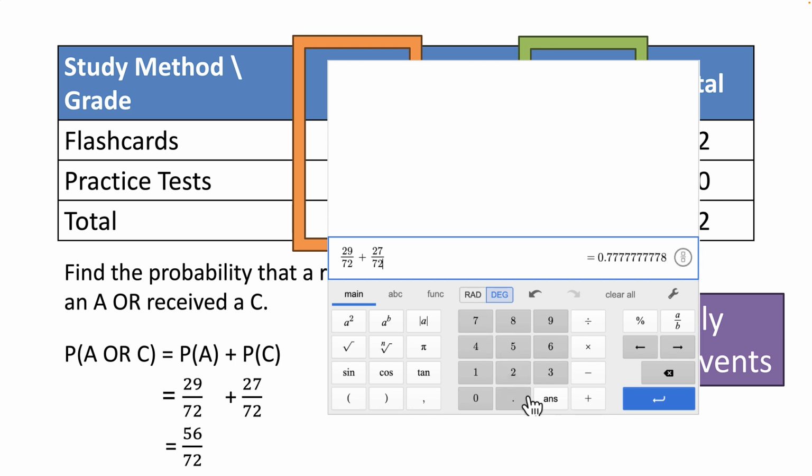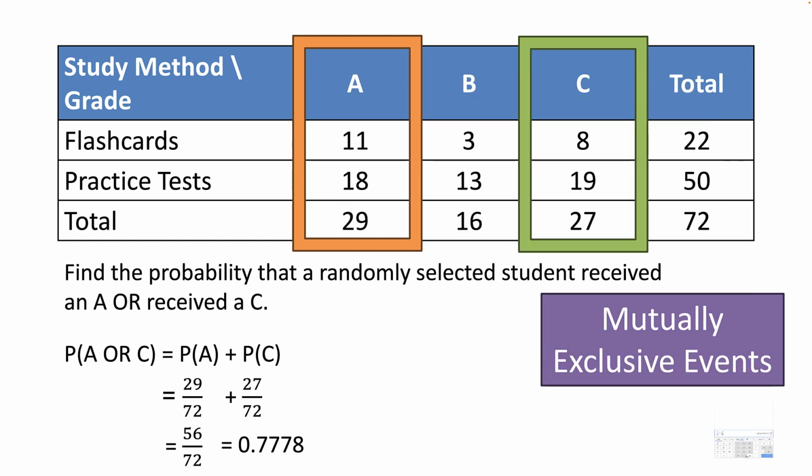As a fraction, this would add to 56 out of 72. As a decimal, rounded to 4 places, this would be 0.7778. As a percentage, this would be 77.78%.